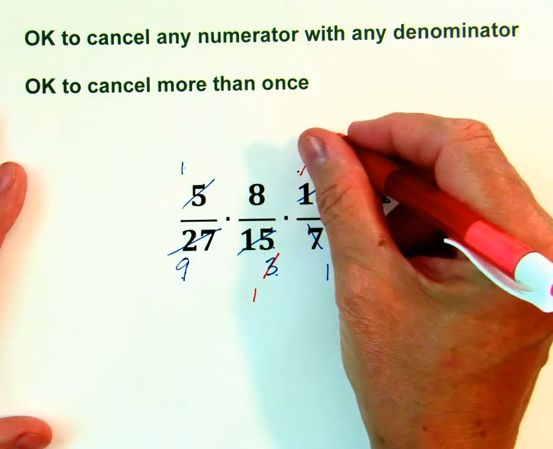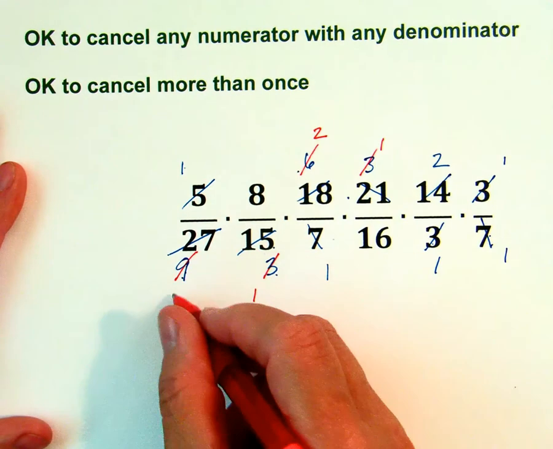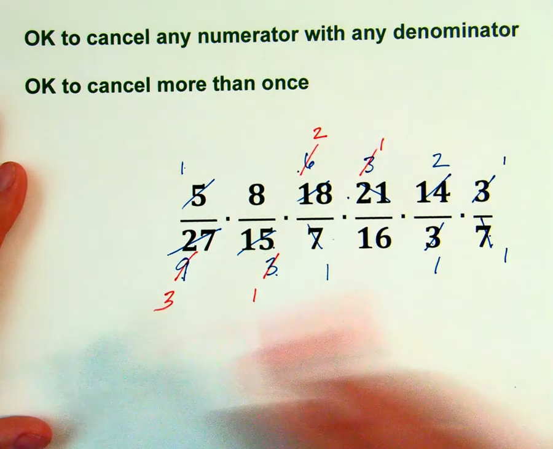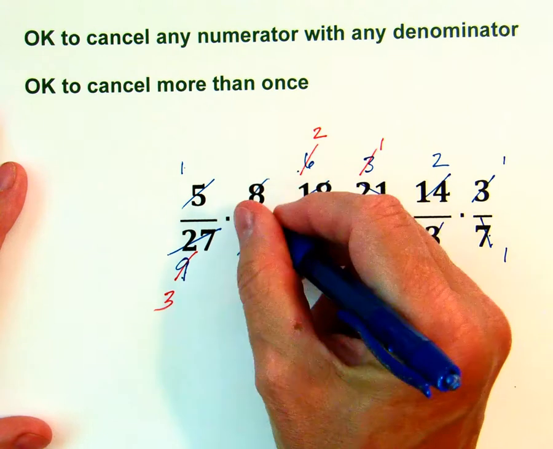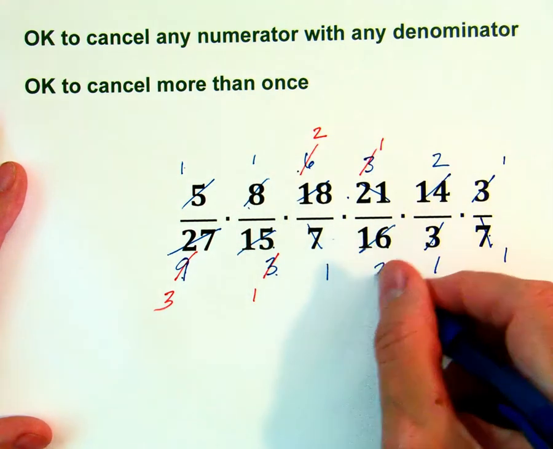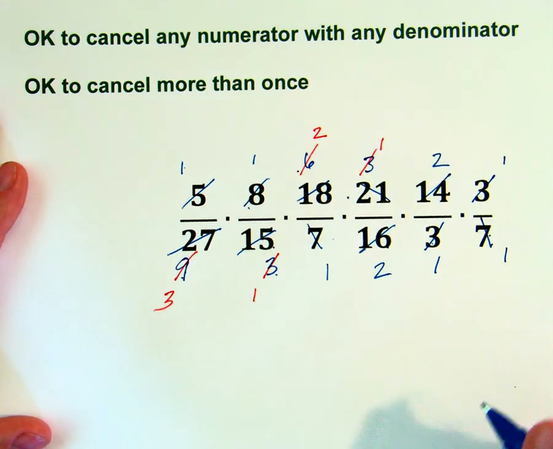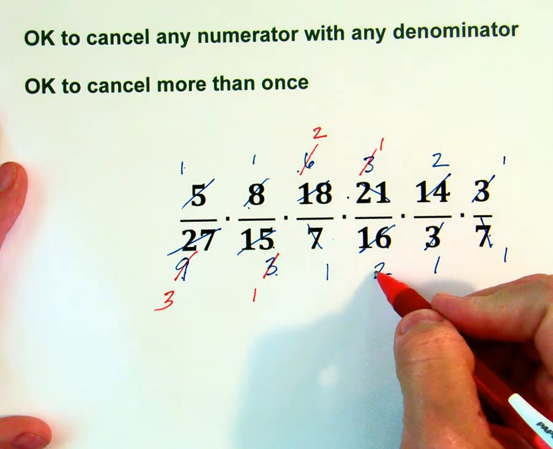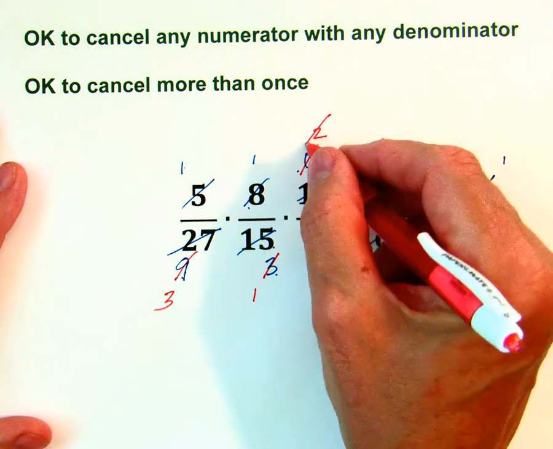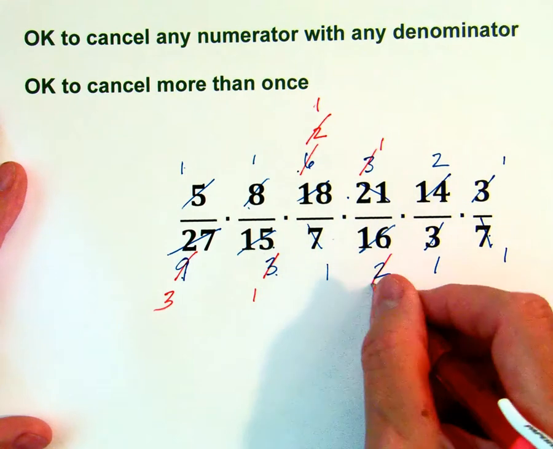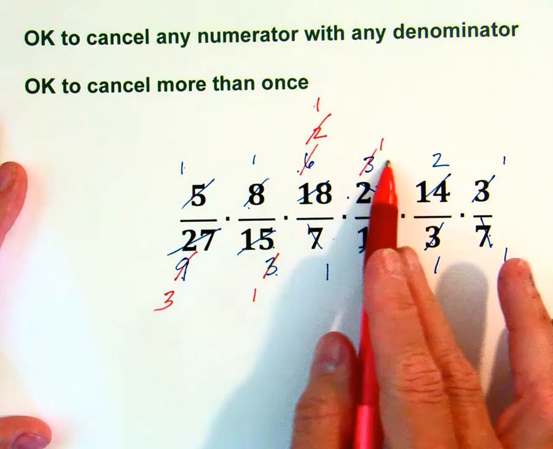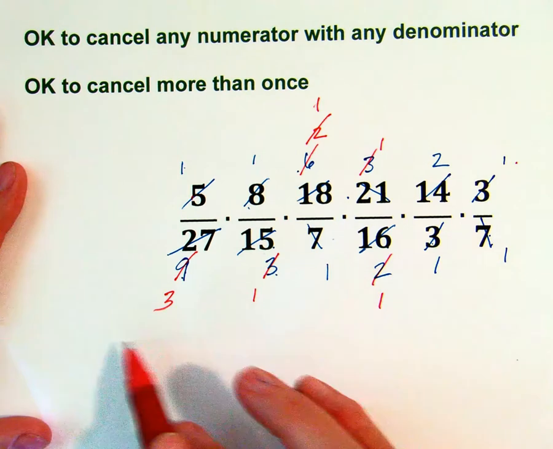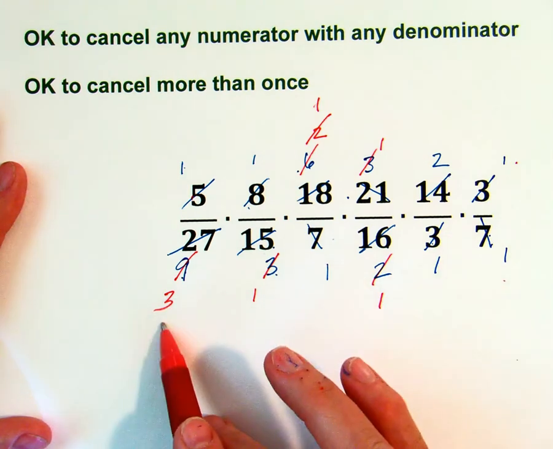6 divided by 3 is 2. 9 divided by 3 is 3. What else? Look, 8 and 16. 8 divided by 8 is 1. 16 divided by 8 is 2. Is there anything else I can do? Oh, look, there's a 2 and there's a 2. I'm just going to do it again. I could do that one over there. It doesn't matter which one I do. Now what's left? A bunch of 1s and a 2 are in the numerator. A bunch of 1s and a 3 are in the denominator.